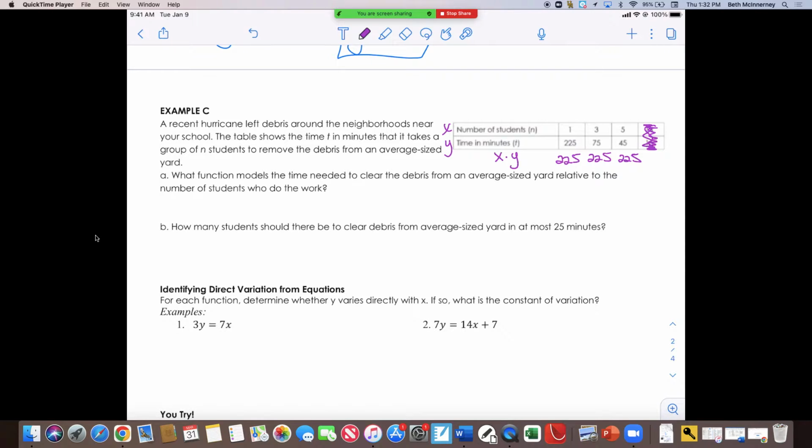So I'm getting x times y equals 225. So I found the k value. What do I do to solve this for y? Good job. You're going to divide by x. Now, it isn't x, it's a t and an n. So we're going to say t equals 225 over n. So this is inverse variation.